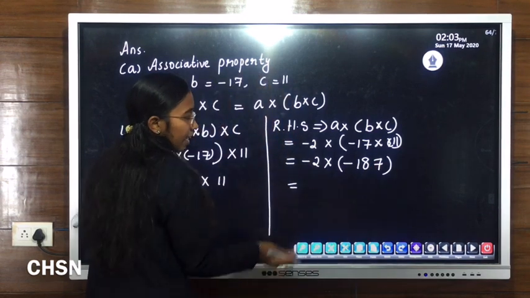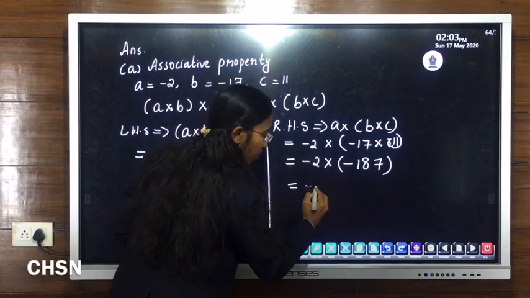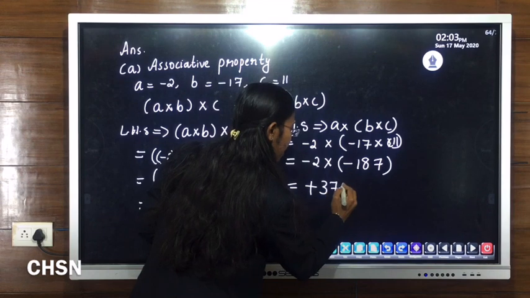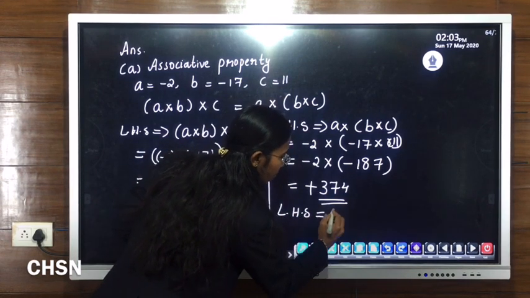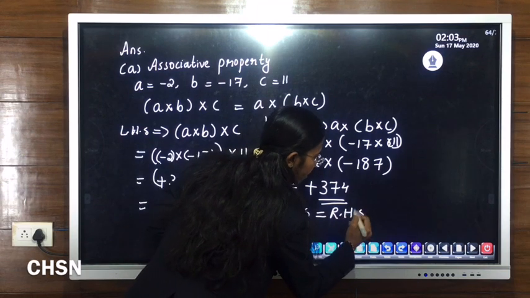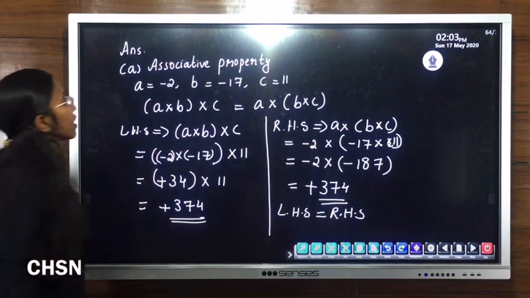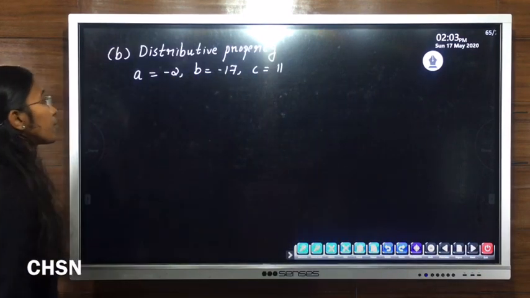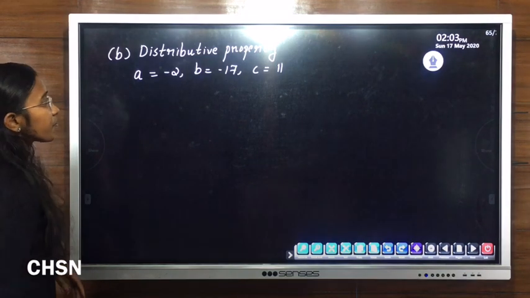187. Again, minus 2 into minus 187. Both are negative, so our sign is positive. 2 into 187 is 374. That is LHS is equal to RHS. Next, verify associative property. And the next B part is verify distributive property. Here also A, B, C integers are same.